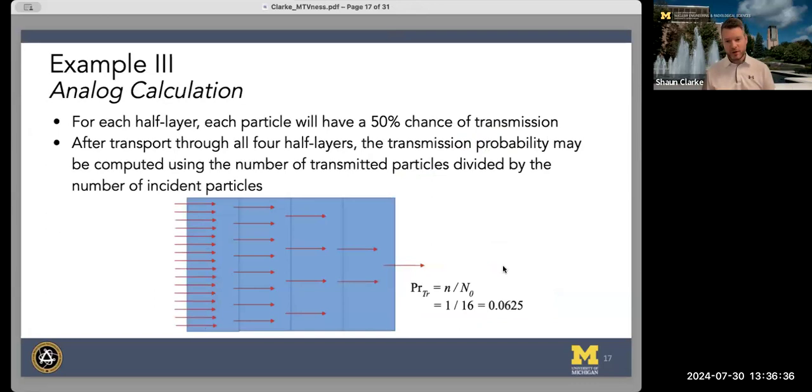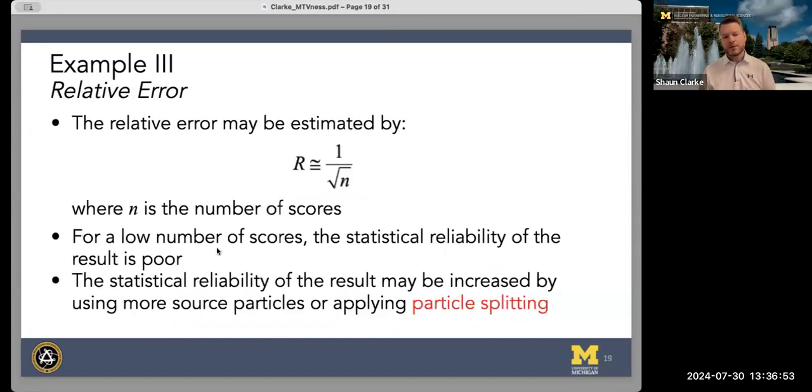So if we truly did this calculation and we started with 16 particles and 1 particle made it through, we would get a value of 1/16. We had 1 transmitted particle divided by 16 particles we started with. But the uncertainty in this 1 would be 1 over the square root of 1, which is 100%. Because we're just as likely to get 0 as we are to get 1, because we only started with 16 particles. So this kind of illustrates how, to truly get a good estimate using Monte Carlo, you need a large number of trials. In this example, a large number of trials, initial particles, will result in a large number of scores, which then will result in a small uncertainty, because the uncertainty is related to 1 over the square root of the number of scores.